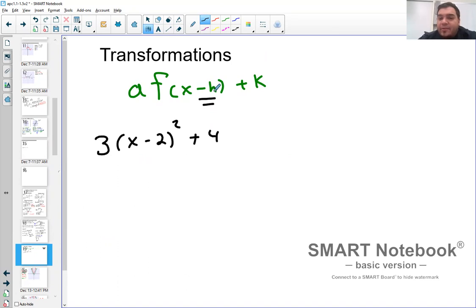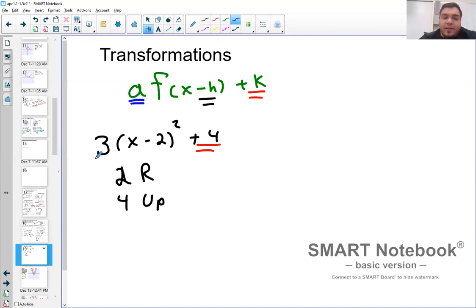So the h value is going to tell you the horizontal shift, but you got to think of a reverse. So instead of -2, it's technically 2 to the right. So 2 right. Actually, I would just write the number. 2 to the right. This number over here, the k value on the outside, is going to tell you your vertical shift, whether you're going up or down. So in this case, you're going to go 4 up.